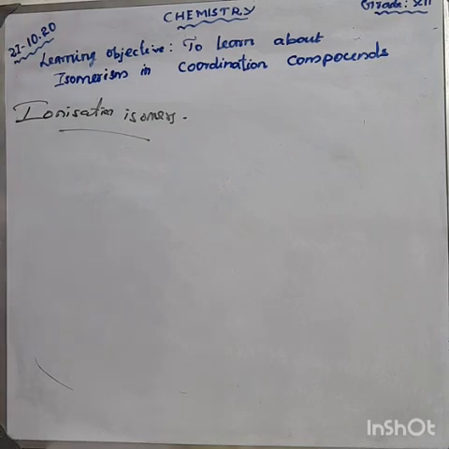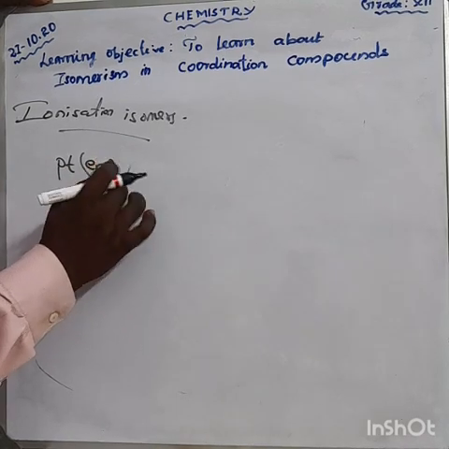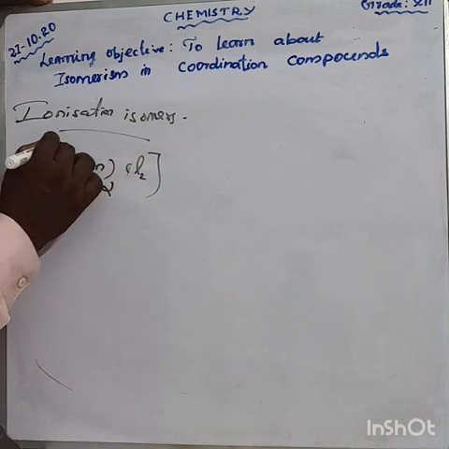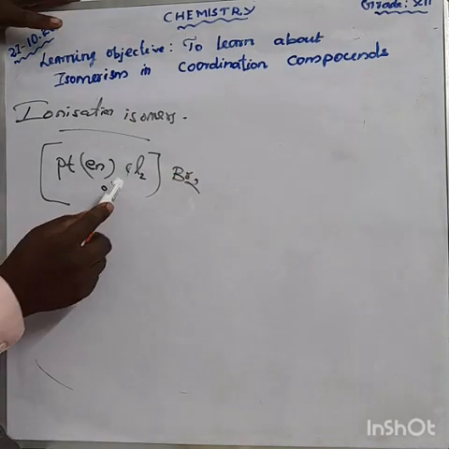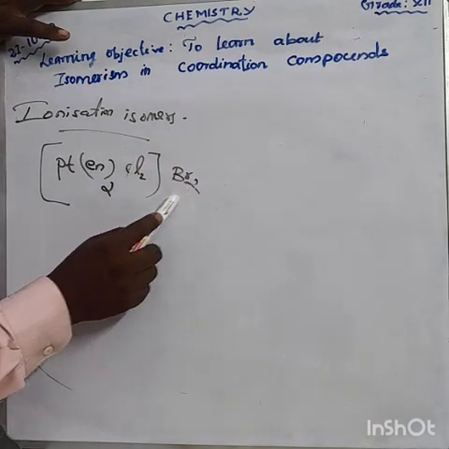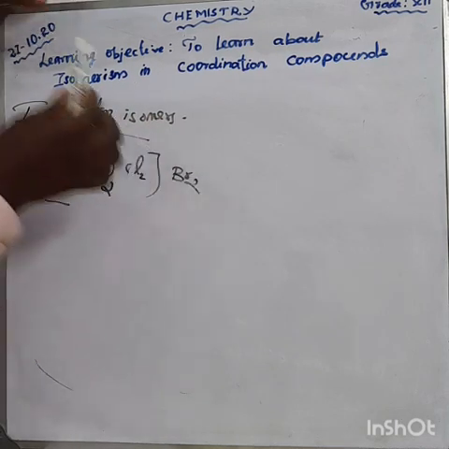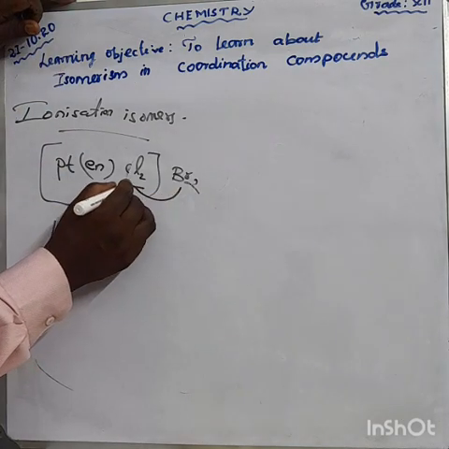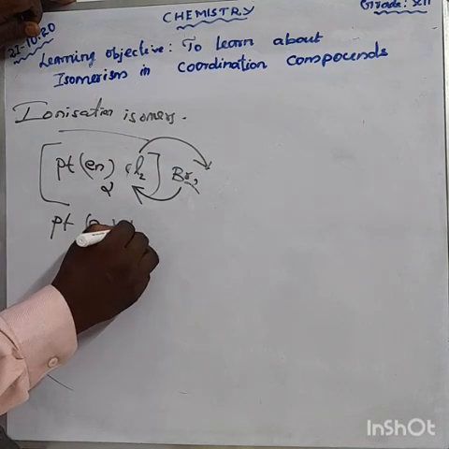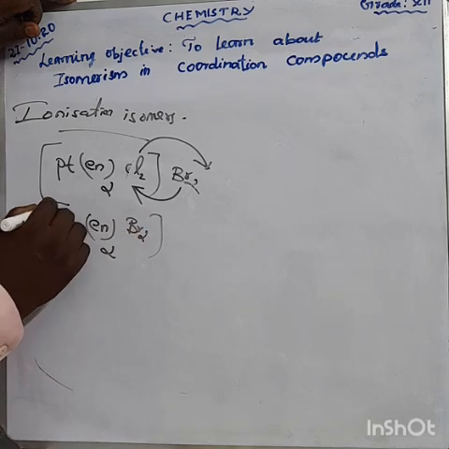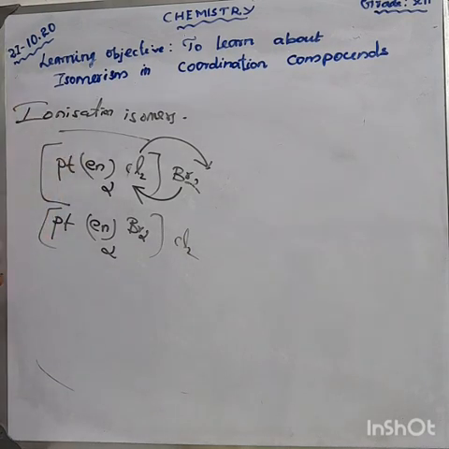For example, we are taking platinum ethylenediamine Cl2, Br2. Can you take the other one? Here, the chloride ion is replaced by bromide. Here, Br is present in the coordination entity, but chlorine is leaving out. Okay, so what's the next one? That is Pt(en)Br2Cl2.